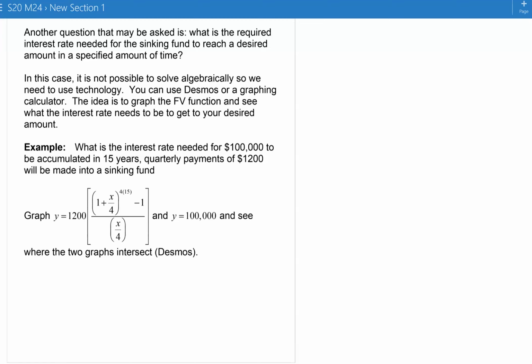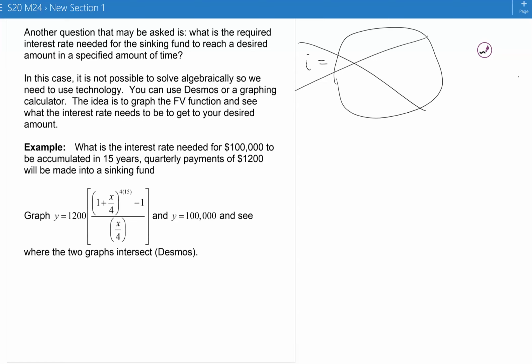It's impossible to solve this complicated equation for the interest rate and get I equals some complicated formula. It's not possible to do that. So there is a way to solve using technology.